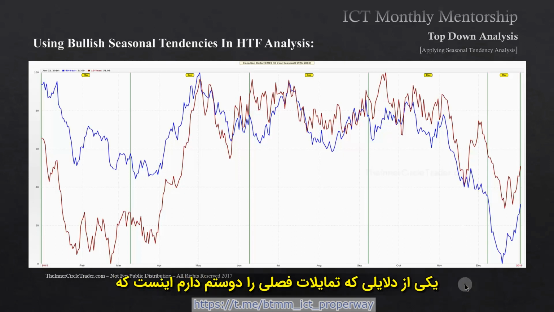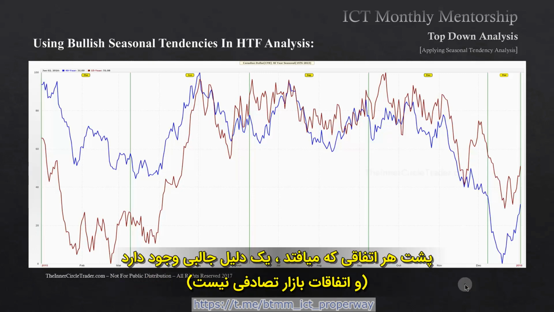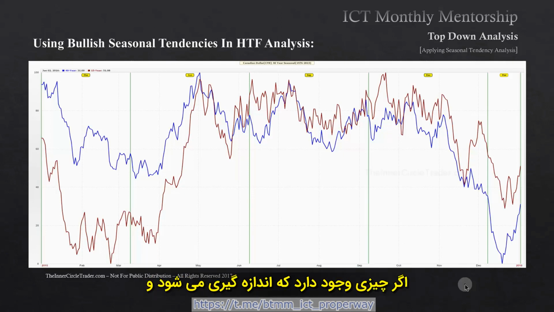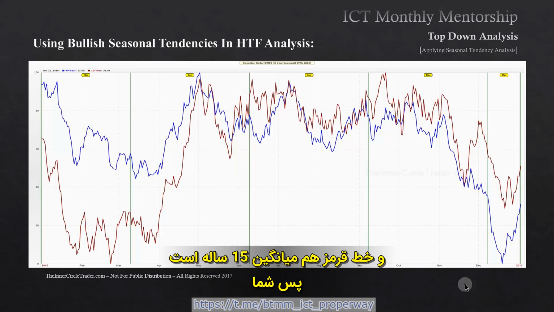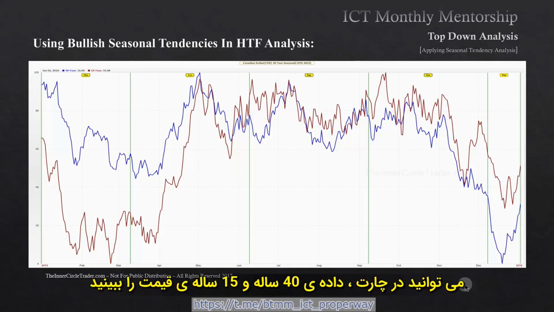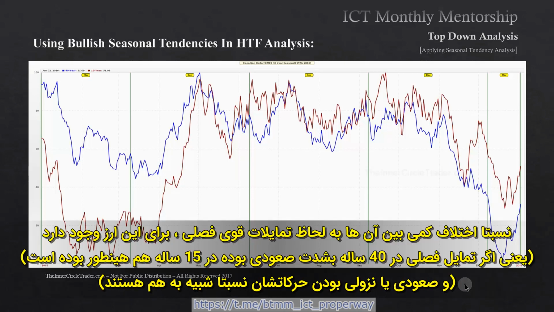And one of the things that I like about seasonal tendencies is it gave a characteristic to price that proved to me that there is a rhyme and reason behind everything that goes on. If there's something that's measured, and again, this is 40 years worth of data in the blue line. The red line is a 15-year average. So you can see between looking at 40 years worth of data and 15 years worth of data, there's very little discrepancy in terms of what the overall strong seasonal tendencies are for this particular currency.